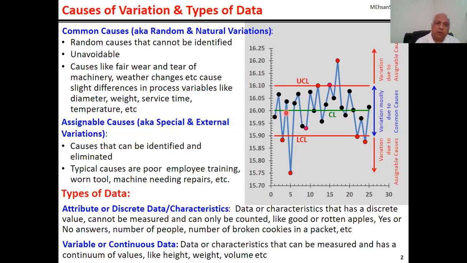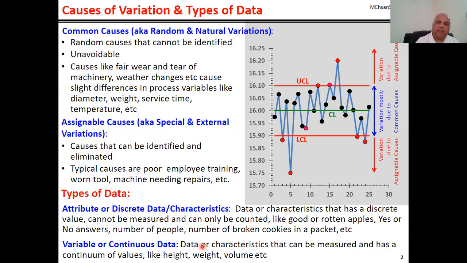The information or data which cannot be measured can only be expressed in discrete figures or expressions like good or bad, yes or no, two or three, like two people or two persons. There can't be 2.5 persons. They cannot be fractionalized. Three houses, eight cities. This is attribute data or discrete data.